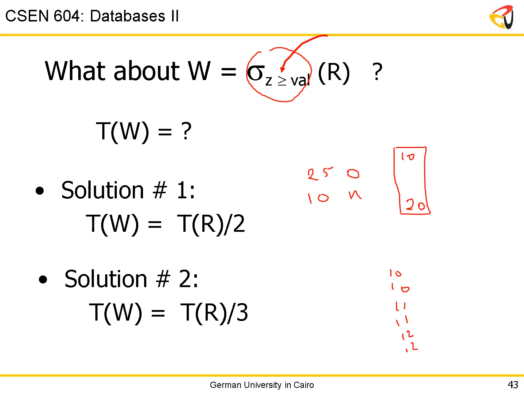So you have 2 extreme cases. If your val is 25, your result set size is 0, because there is nothing greater than or equal to 25. If your val is 10, your result set is n. Obviously, you could put values in the middle here. On average, it's going to be half.